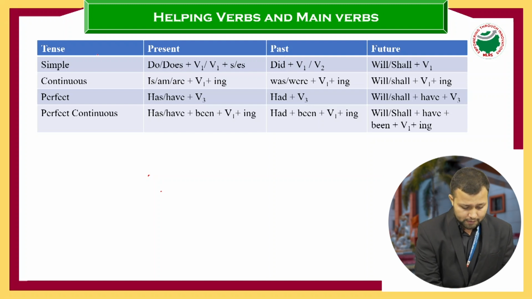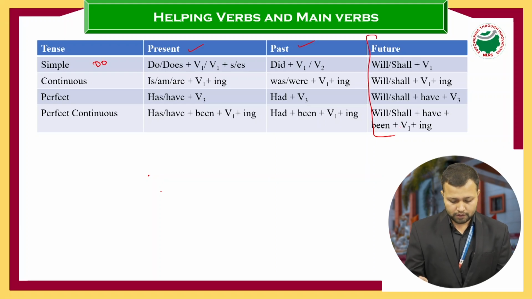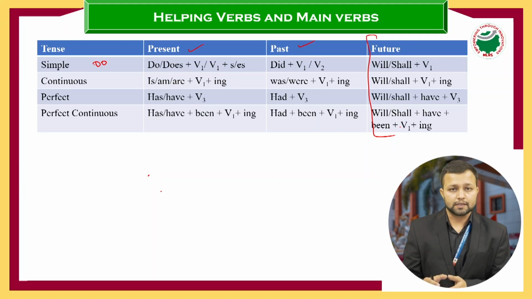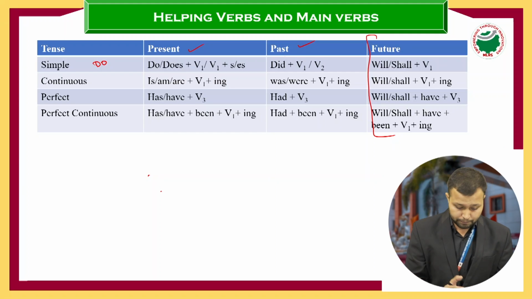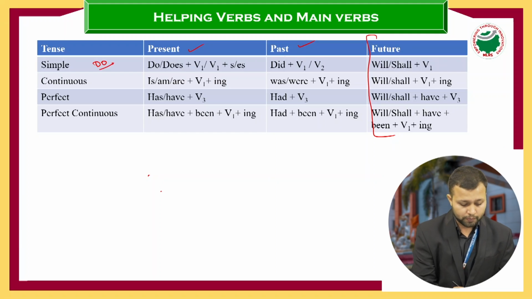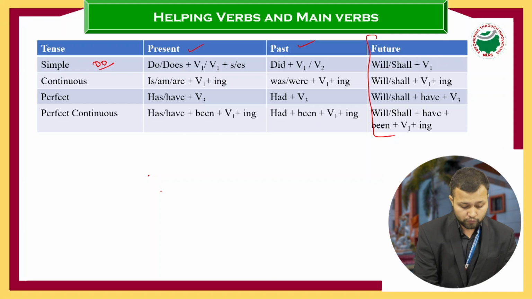So in simple tense, we'll be using form of do as helping verb in case of present and past. Future we will discuss later. After discussing present and past tense, we'll discuss later about the helping verbs and main verbs. Right now, I'm talking about present and past. That in simple tense, simple present or simple past, form of do will be used.